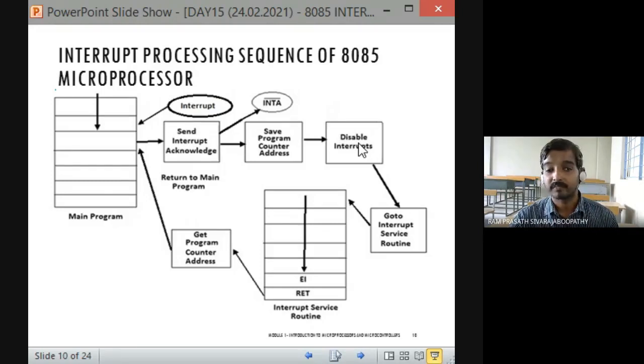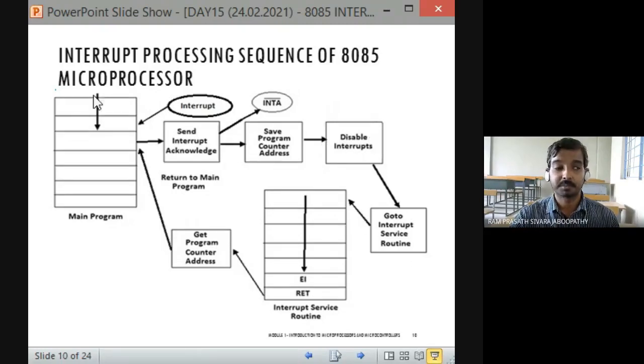What does it mean? It's very important. It disables further interrupts. What does it mean? Before the interrupt service starts, what is it doing? See, when this particular interrupt program is running, if another interrupt comes at that time, what will happen? That will get recognized by the CPU. To avoid that, the internal hardware saves the program counter value into the stack, then disables further interrupts and goes to the interrupt service routine.